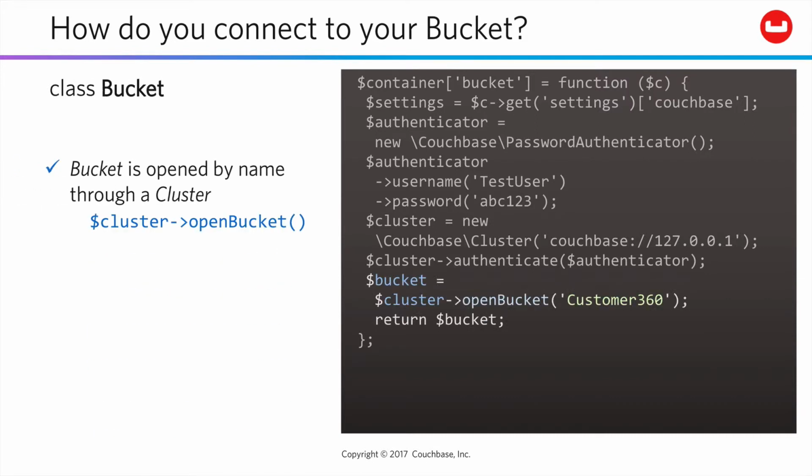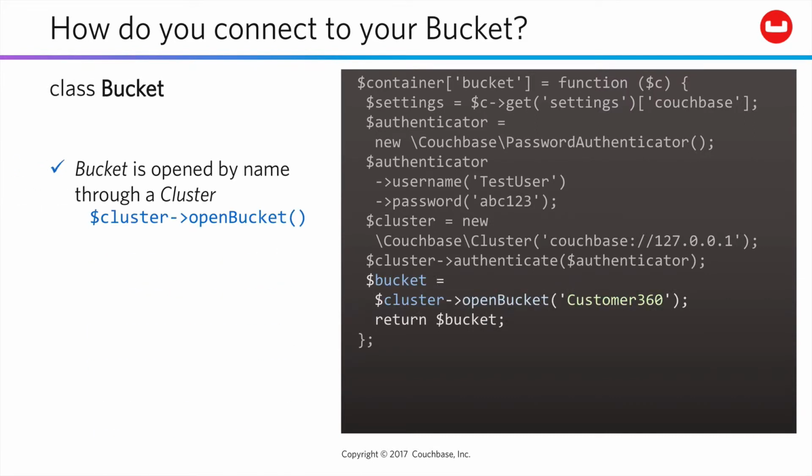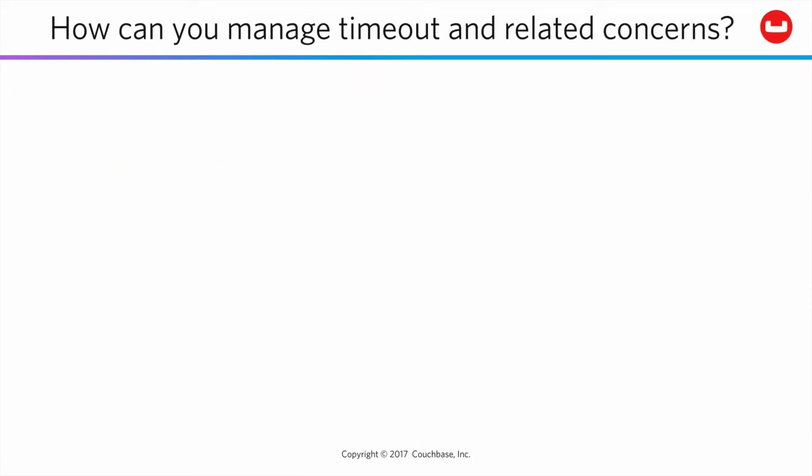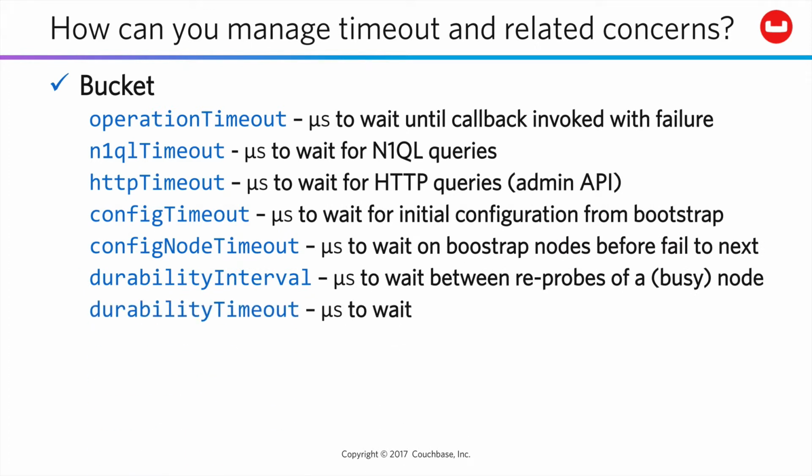To connect to the bucket, if you have an authenticated and configured cluster, you simply open the bucket by name. This bucket object then exposes the data operations that we'll be looking at through the rest of these lessons: get, insert, upsert, replace, remove, and query. You can manage timeout and related concerns around your bucket using these settings so that you can throw exceptions as relevant if a N1QL query takes longer than you wish, or if you want to set a durability interval, the microseconds to wait between reprobes of a presumably busy node.